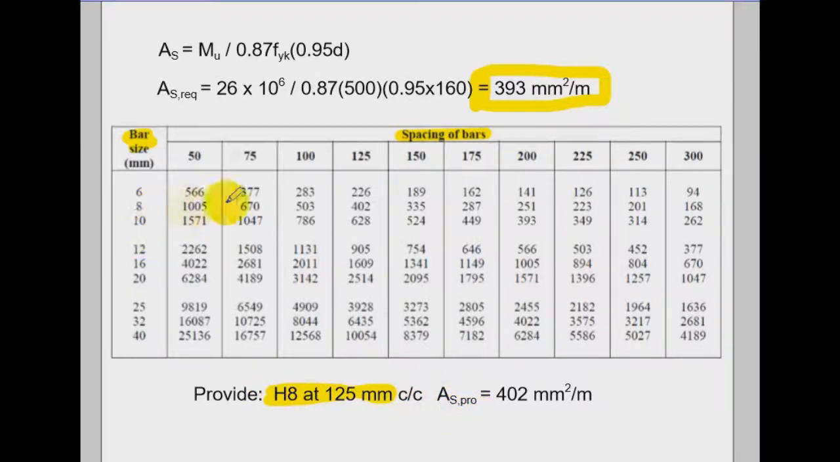So that's 8, and here you have it. That's the H8 125. Remember, this is the As provided, but this is the required. We will need the required and the provided later on for the deflection verification. So we provide this one here as the main reinforcement.